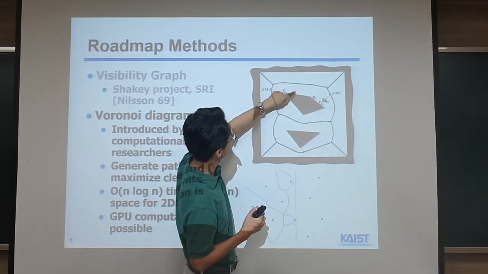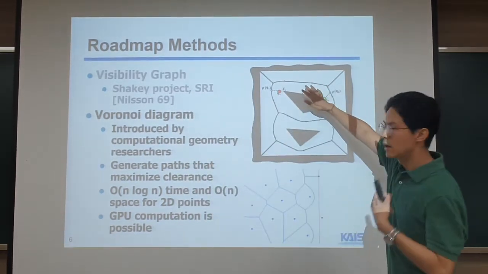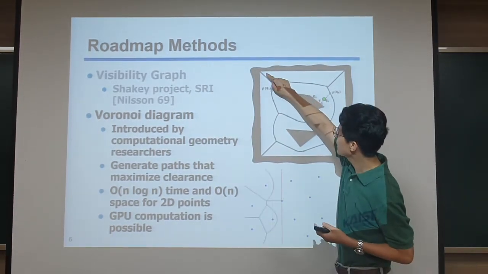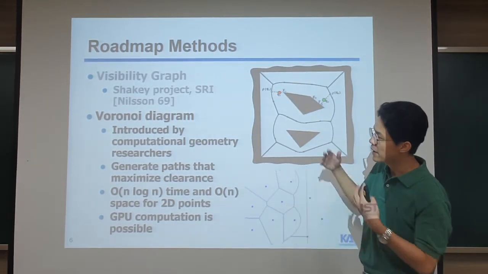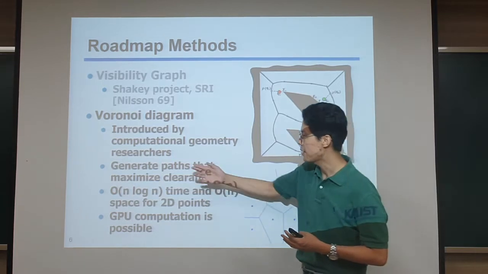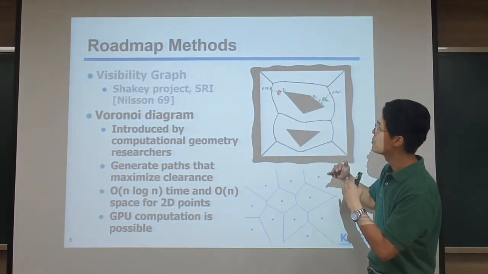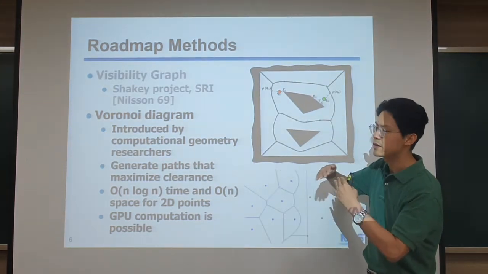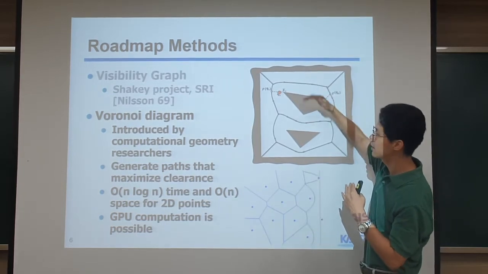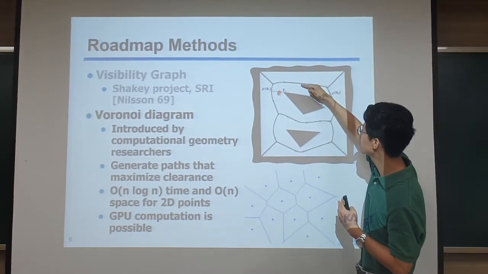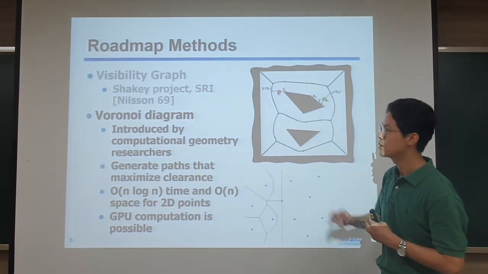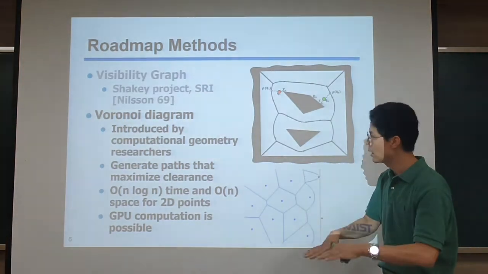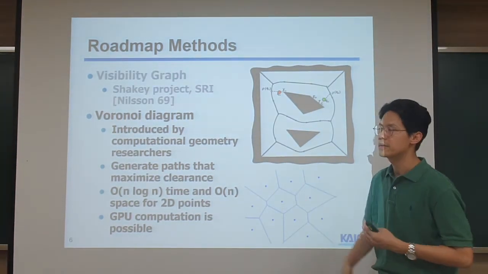and also another equal distance from this boundary to there. So the main feature of the Voronoi diagram is this. Based on the Voronoi diagram, we can generate paths that maximize clearance. In other words, we can maintain the best clearance, the best empty space from here to there, or from here to there. That's one of the main benefits of the Voronoi diagram, since we can lower the probability of hitting the obstacle.